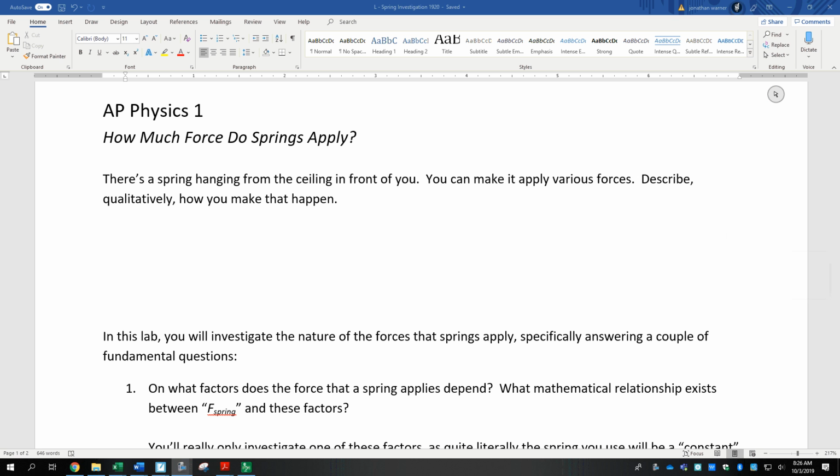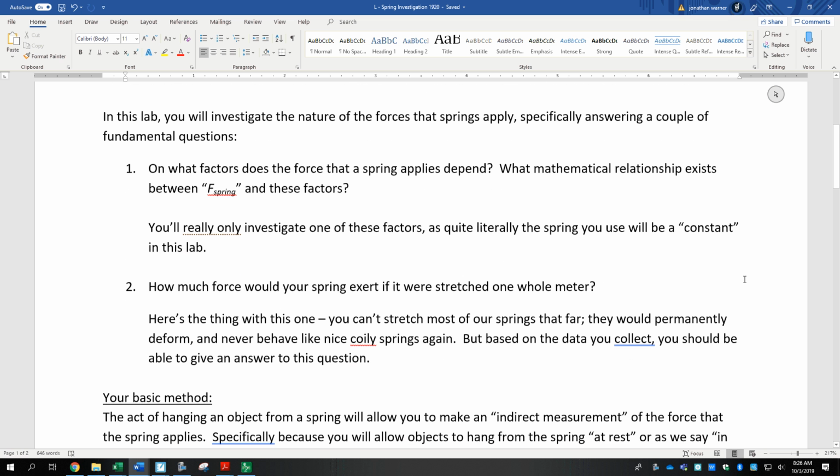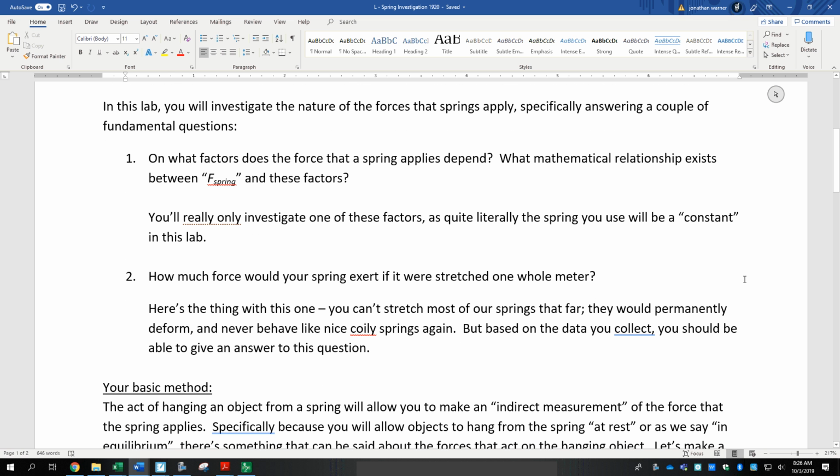So in this lab you are going to investigate a couple of questions. One, on what factors does the force that a spring applies depend? Well, you already know one. And the bigger question here is what mathematical relationship exists between what we'll call F spring and these factors. Actually, you're really going to only investigate one of the factors because the spring you use is going to be the same spring, and that spring has a certain constant property that's based on how the spring is manufactured. That's going to remain a constant.